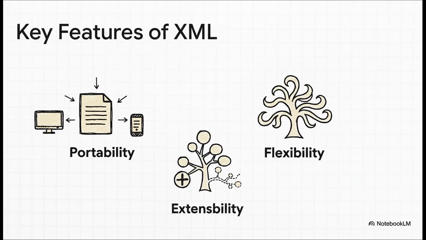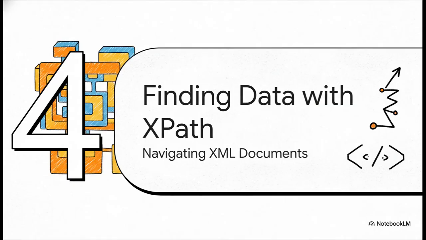It's also super flexible, so you can represent pretty much any kind of information you can think of. And it's extensible. What's that mean? Well, if you need to add a new piece of info, you just add a new tag. That's it. No need to go and redesign an entire database from scratch. Okay, so we've got our data all neatly structured in XML. That's awesome. But how do we actually find what we're looking for? How do we pull out the specific pieces of information we need?